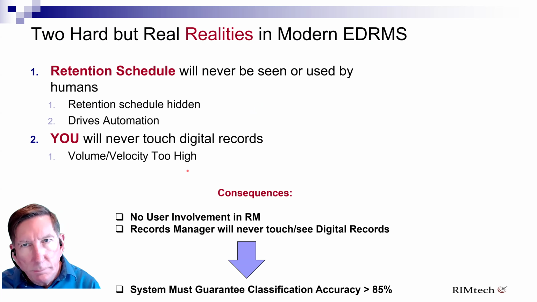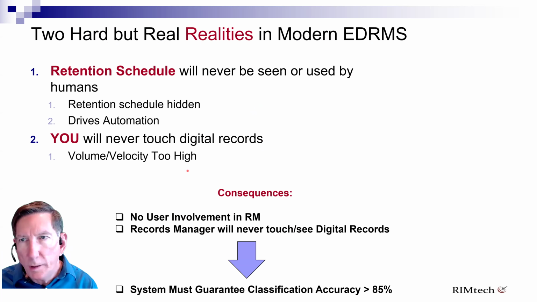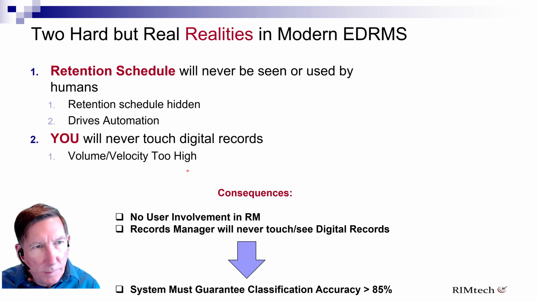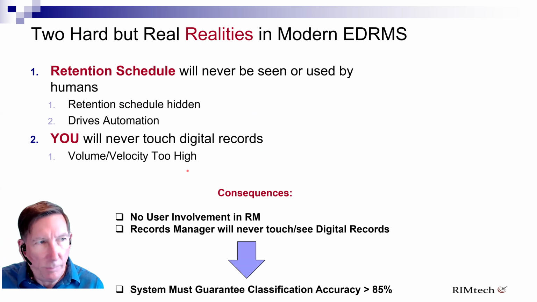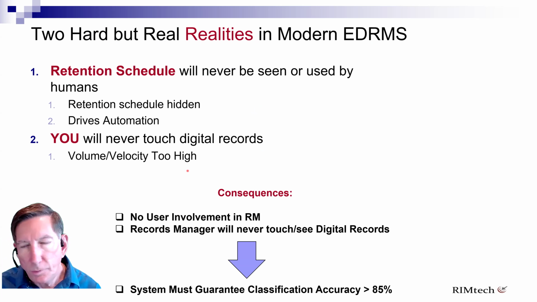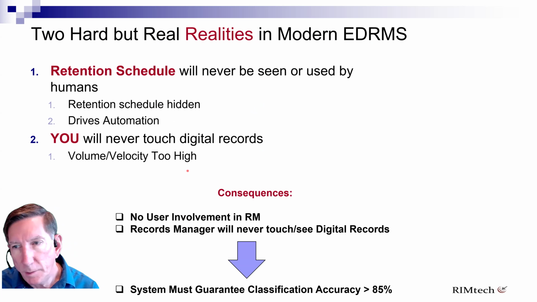So these are two hard realities that are going to creep in any EDRMS project. Number one, the retention schedule will never be seen or read or acted upon by users. So no one will ever see the retention schedule again. Number two, you will never touch digital records, ever. So those are two hard and actually good realities about a modern EDRMS.